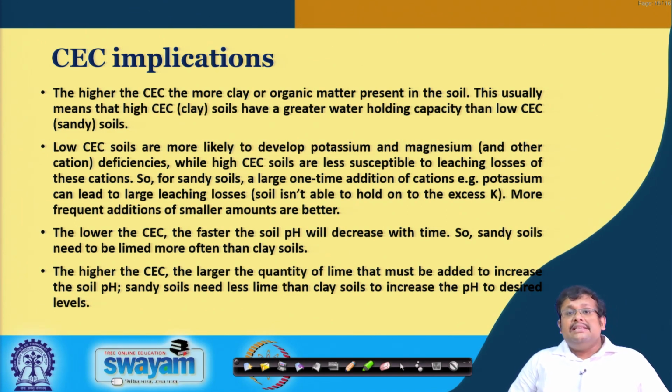Now, the higher the CEC, the larger the quantity of lime that must be added to increase the soil pH. We have discussed just this in the last slide, because in case of smectite, which has more cation capacity, we have to add more lime to increase the pH. Sandy soils need less lime than clay soils to increase the pH to desired levels. So, these are some practical implications of cation capacity.